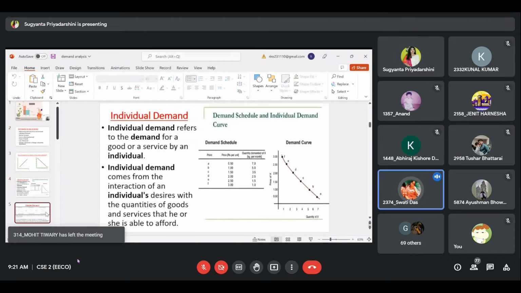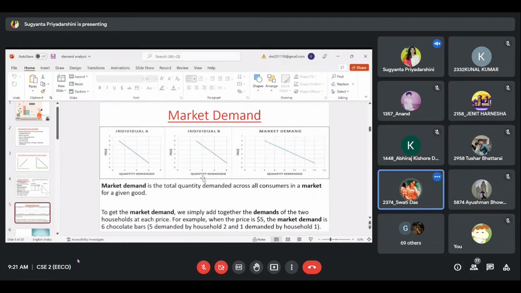Ma'am, that individual A and individual B, that you were comparing these two. Let us say you are one individual and I am one individual, and both of us is what the market comprises of. So at rupees 3 I'm demanding 5 products, and at rupees 3 you are demanding 4 products. So for the market at rupees 3, how many products are demanded? You have demanded 5, I have demanded 4 at rupees 3, and in the market we are the only two individuals. So what is the market demand of the product at rupees 3? 9 products. That's what the market demand is. Is it understood now, Swati?